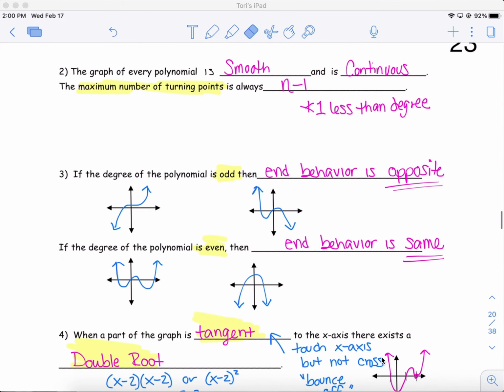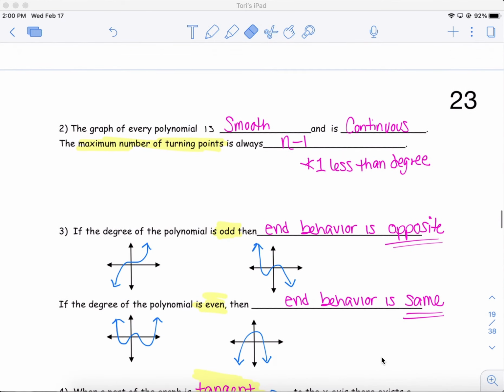All right, and similar idea, I am going to have you pause the screen, copy what you see, and then we'll talk through it. We're going to do the top, and then we'll do the bottom part, okay? Perfect. Okay, so on number 2, it says the graph of every polynomial is smooth and continuous. That means it has to be a smooth running curve. It can't be janky like this, okay? It has to be smooth and continuous and flow between all of the points.